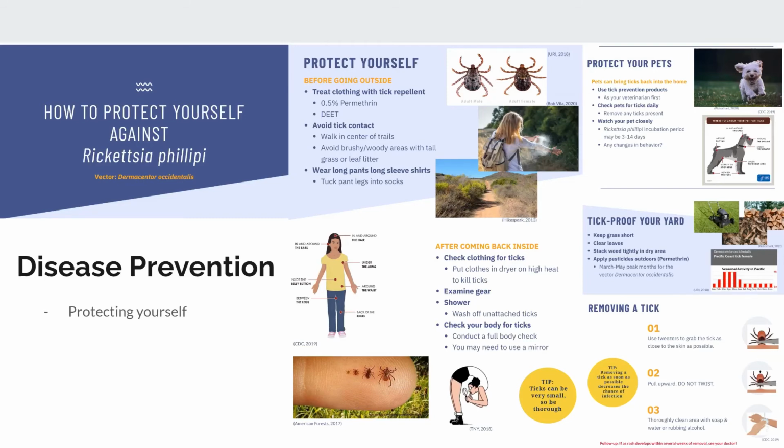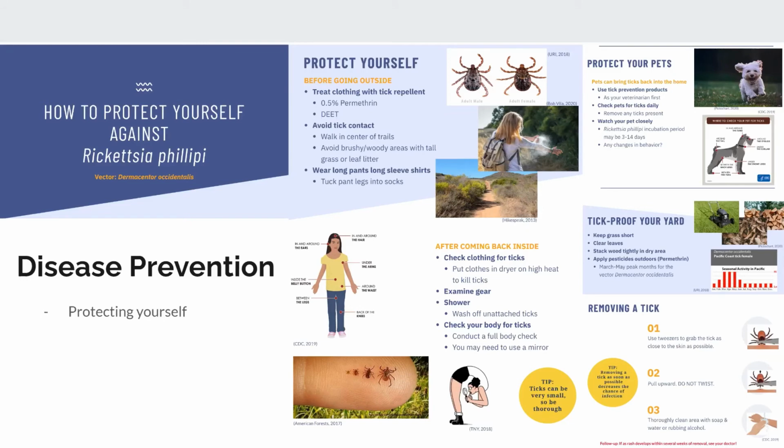It's also good to check your pets because they can bring ticks back into the home. You should use a tick prevention product prescribed by your veterinarian. Conduct tick checks daily, removing any that are present, and watch your pet closely. Rickettsia phillipi has an incubation period of 3 to 14 days, so changes in behavior is something to watch out for if you suspect that your pet has been bitten by a tick.